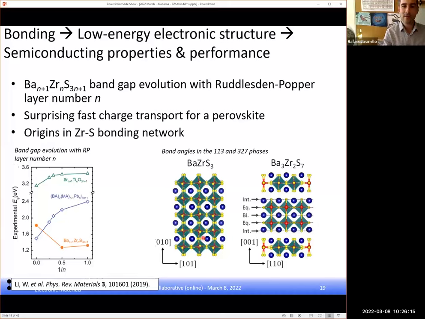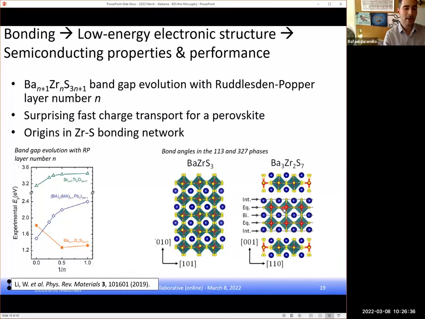And because of that, the directional bonding is terribly important, right? This is like late transition metal complex oxides. The directional bonding is really important for understanding the low temperature, the low energy physics. And so when you straighten out the bond angles going from 113 to 327, you simply get more dispersion and the band gap shrinks.